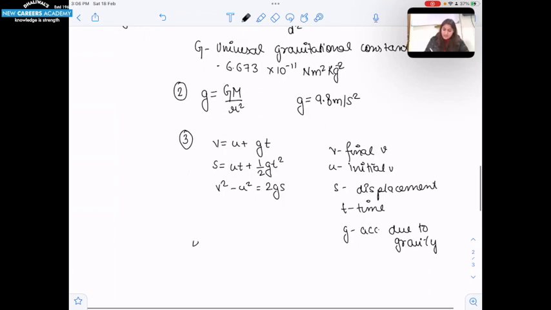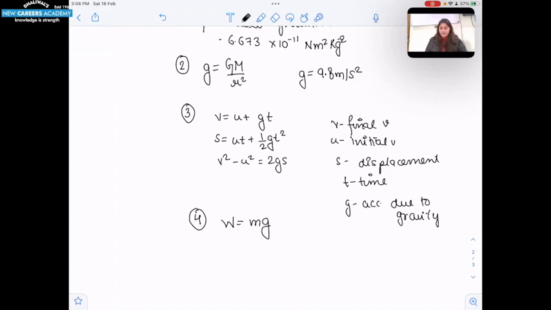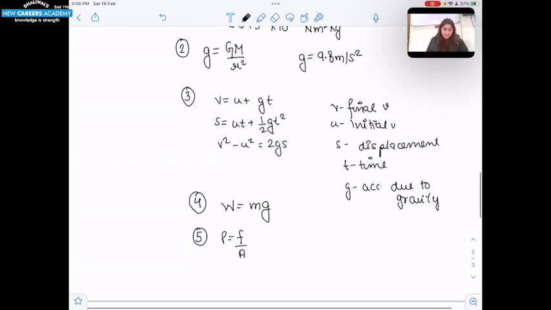Next formula in this chapter is formula for weight. Weight is mass into acceleration due to gravity. Weight is equal to mg. Next formula is formula for pressure. Pressure of solids. How solids exert pressure on the ground on which they are kept, or on the table on which they are kept. So pressure is force by area.